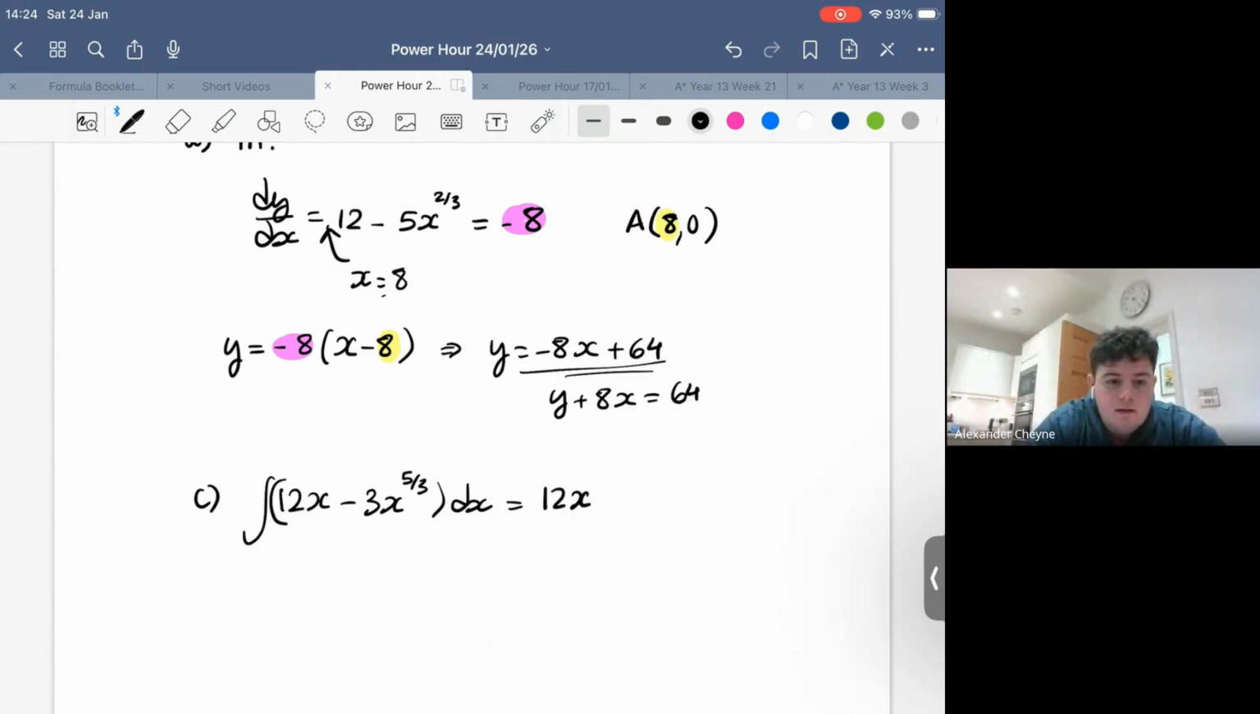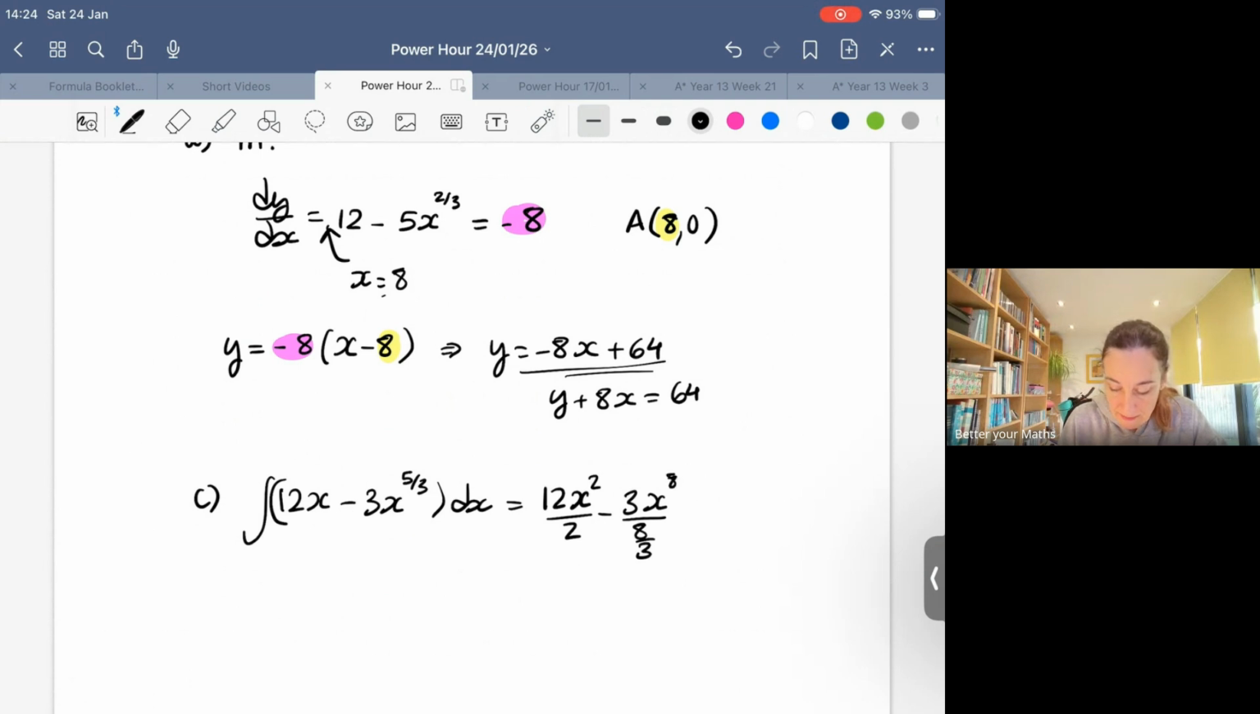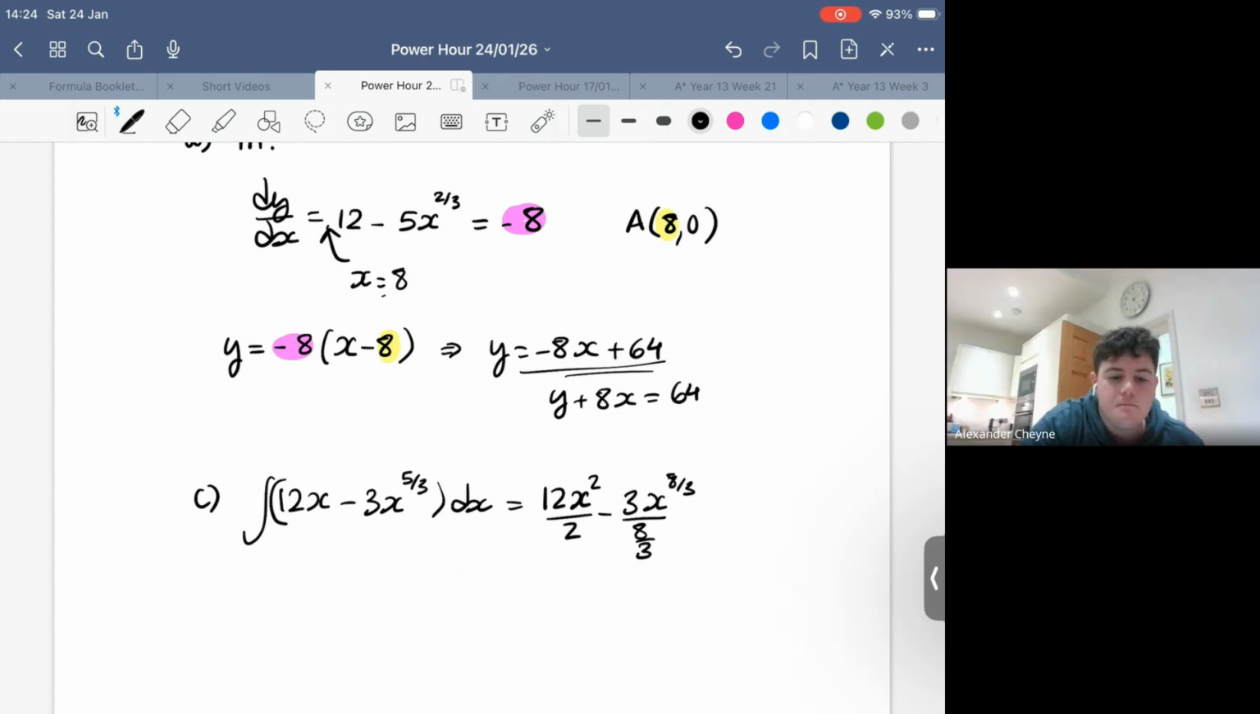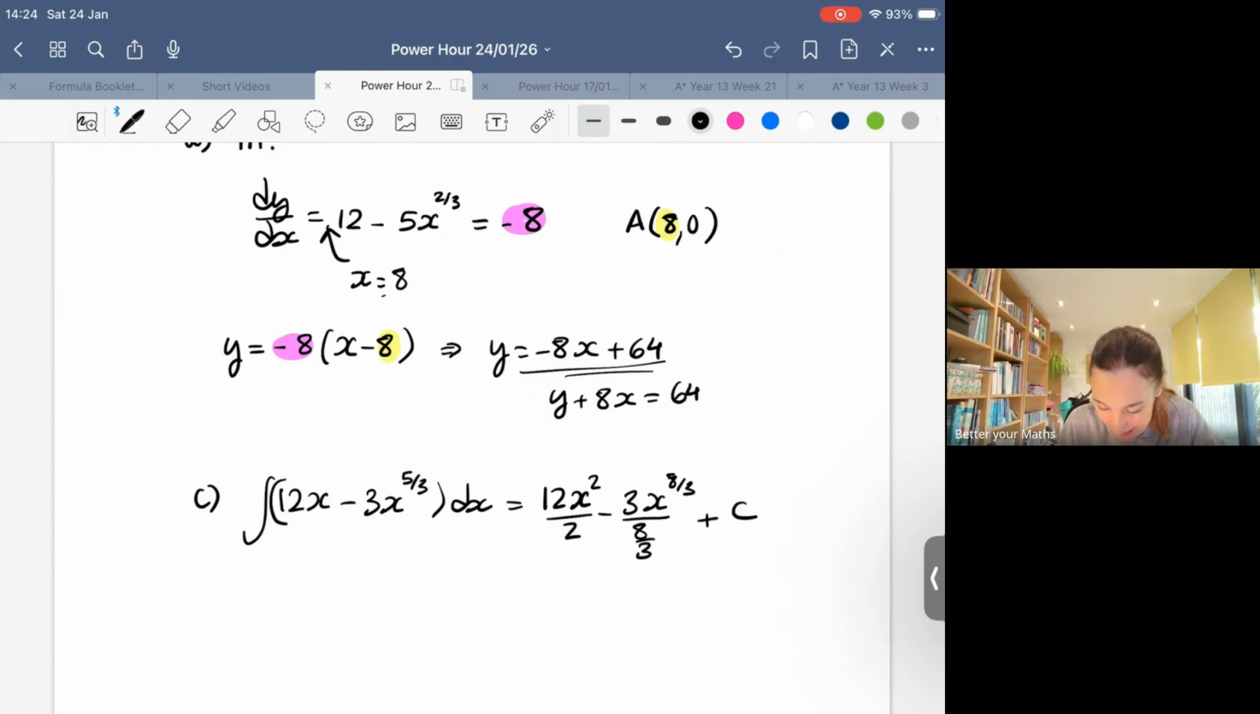You get 12x squared, 12 over 2x squared, minus 3 over 8/3 x to the 8/3. Exactly. Plus c. If it's not definite, don't forget the c just in case you lose marks.